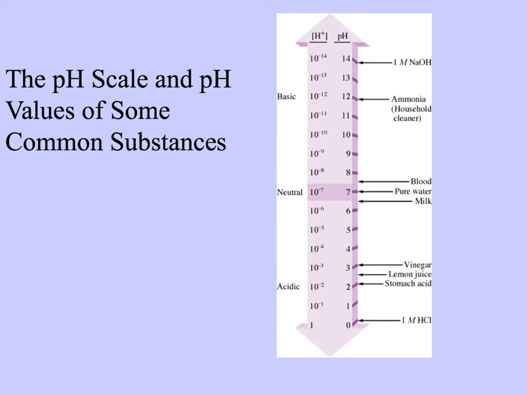Blood is slightly basic. Ammonia, household cleaner, we talked about that the other day. Remember, that's NH3. It doesn't have hydroxide in the formula, but it is a base. It's a weak base. And then here we have sodium hydroxide, which is a very strong base. Notice it is at the very top of your pH scale. Okay, basically saying that it is very, very basic.